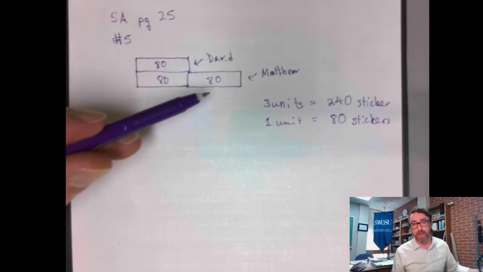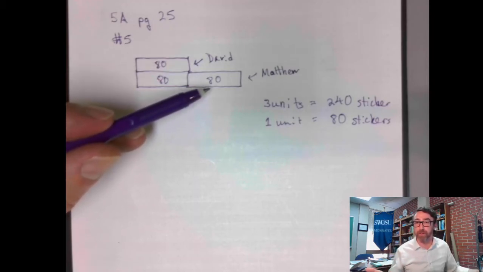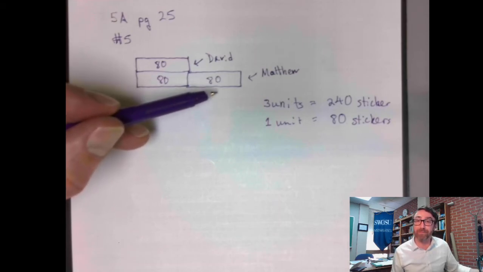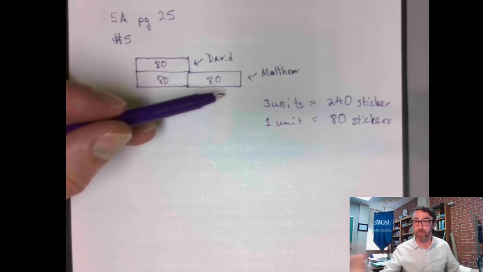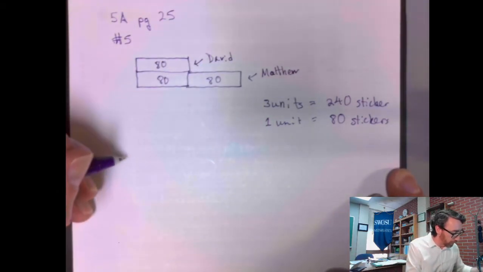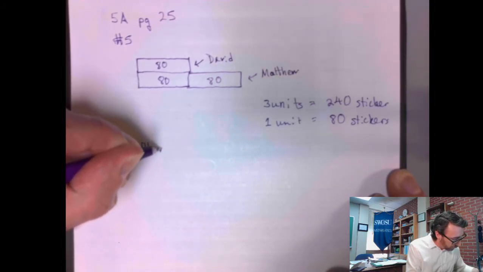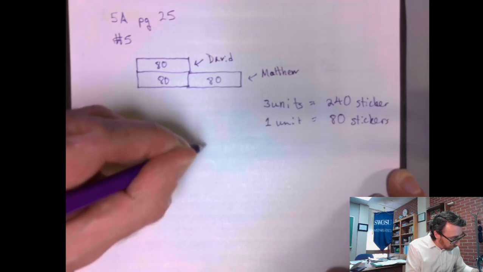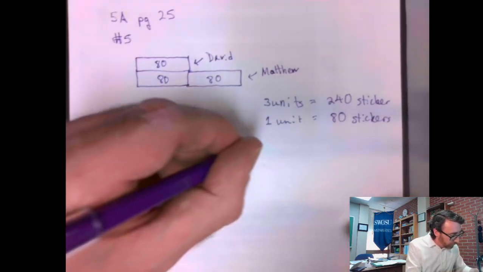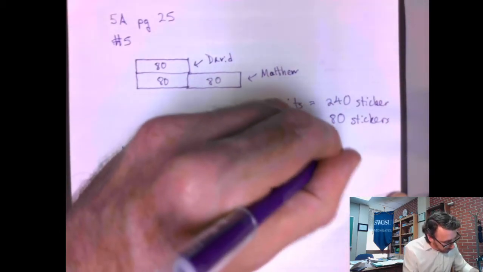So how many should we take away from Matthew to give to David? And the answer is pretty clear right there, right? If we took this second bar and cut it in half so that it wasn't length 80, it was 2 bars, length 40, then we could do that. So we'll just go ahead and write that down. Matthew should give David 40 stickers.